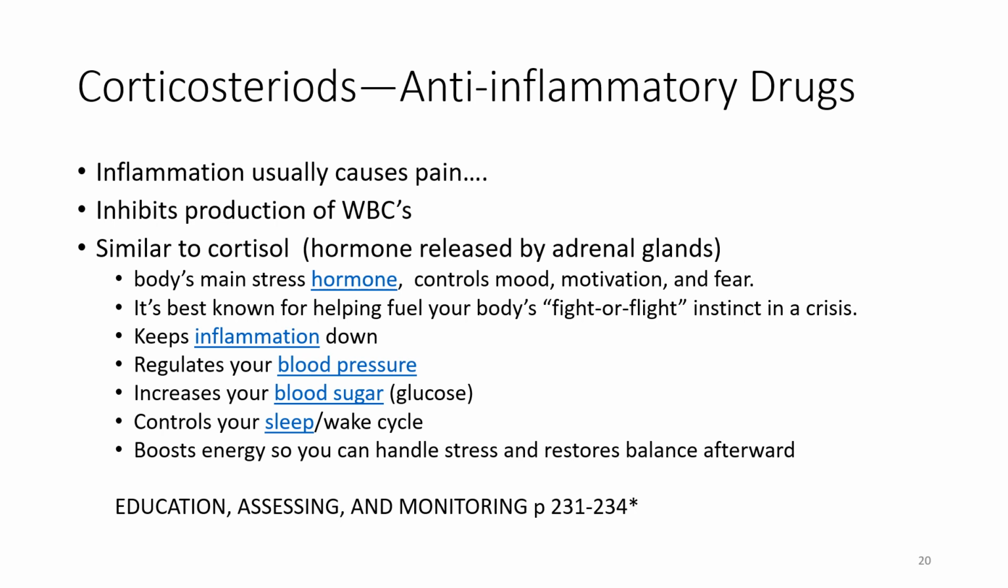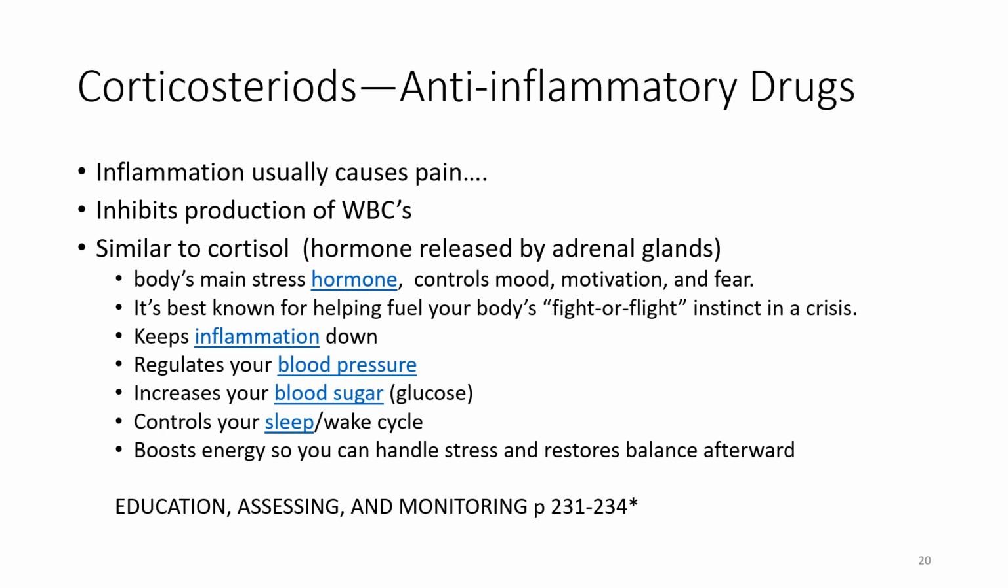Okay, so be mindful of making sure your diabetic patients are checking their blood sugars, and your hypertensive patients their blood pressure. Just make sure that you know what cortisol affects, because when you're giving these steroids, you're going to be educating your patient also.